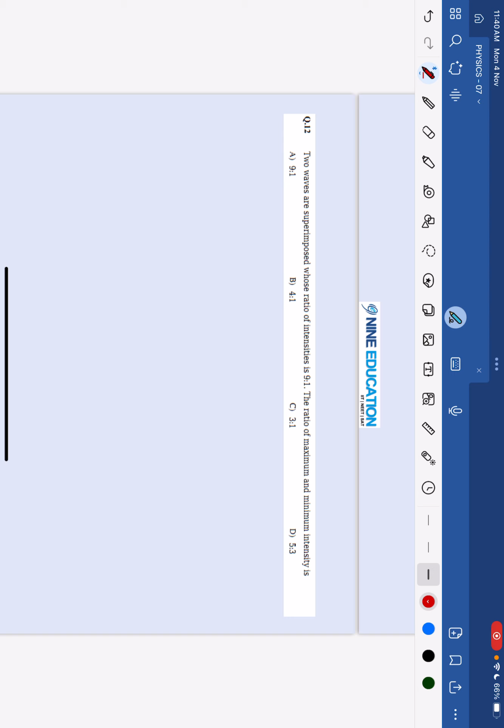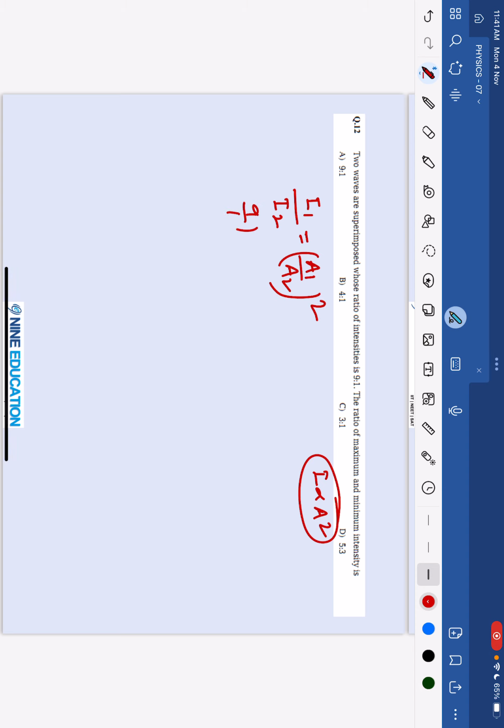So we are able to see, question number 12. Two waves are superimposed whose ratio of intensities is 9:1. The ratio of maximum and minimum intensity is? So we already know that intensity has a relation with amplitude: intensity is directly proportional to A squared. So can I write (A1 by A2) squared, which is 9:1, and taking the root of it, it would be 3:1.